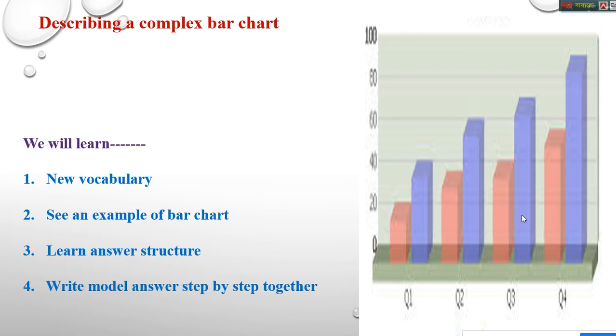Okay, so completing this lesson or this task, we will learn new vocabulary. We'll see an example of a complex type of bar chart, a complex type of narration, and the composition will be more or less 150 words, okay, with multiple paragraphs. We will learn the answer structure. We will learn how to answer, and then we will have a model answer step by step together. Okay. So let's see what happens next.